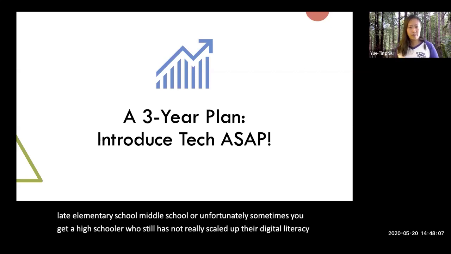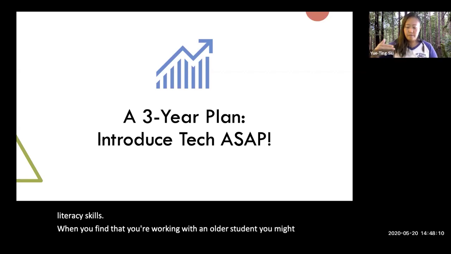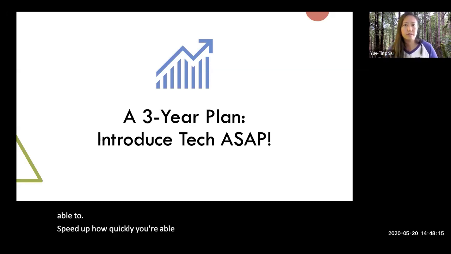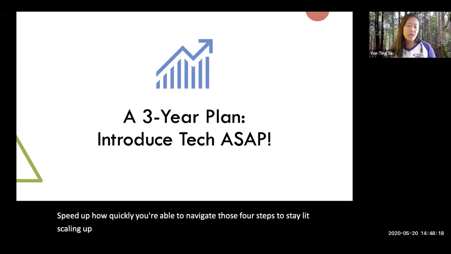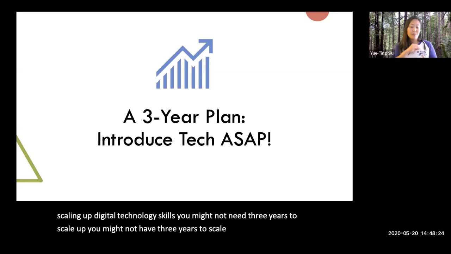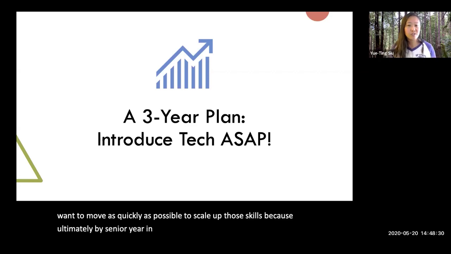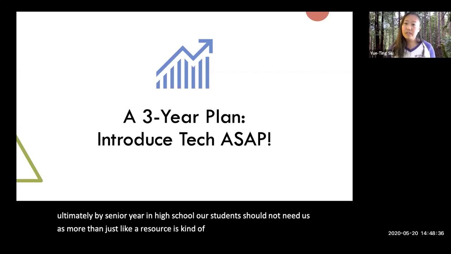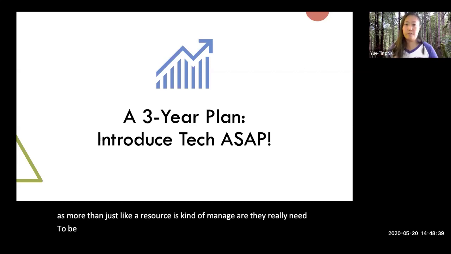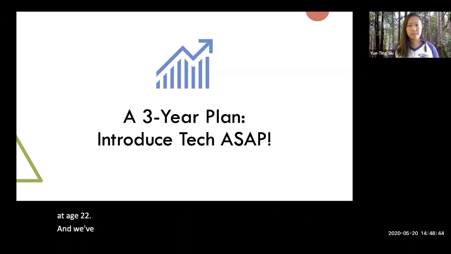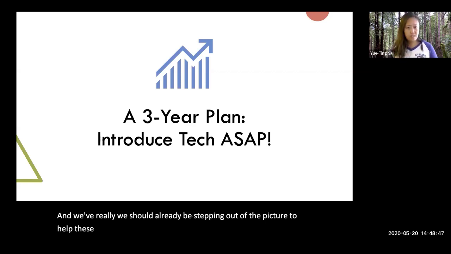When you're working with an older student, you might be able to speed up how quickly you navigate those 4 steps to scaling up digital technology skills. You might not need 3 years to scale up. You might not have 3 years, but you're going to want to move as quickly as possible, because ultimately by senior year in high school, our students should not need us as more than just a resources manager. They really need to be ready for life after high school or life after special education ends at age 22. And we should already be stepping out of the picture to help these students transition to the next step.